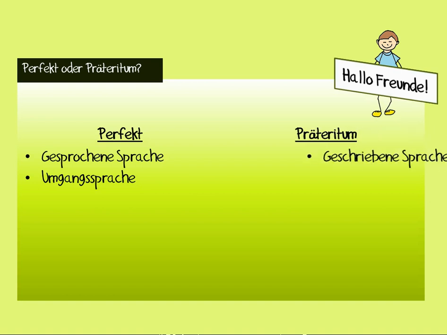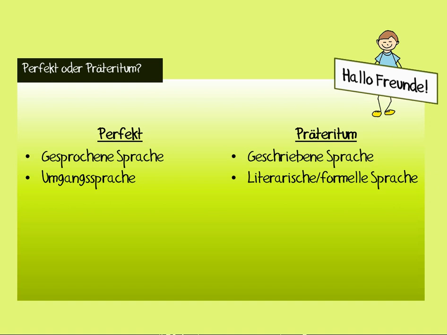Now let's take a look at the Präteritum, the preterite. When do we use it? In der geschriebenen Sprache, written language. Mostly literary and formal speech. So when you read literature, it'll be written in the Präteritum if it's in the past tense. If it is any kind of formal letter, for example, let's say you're older, you're applying for a job, you would use the Präteritum to express things in the past.